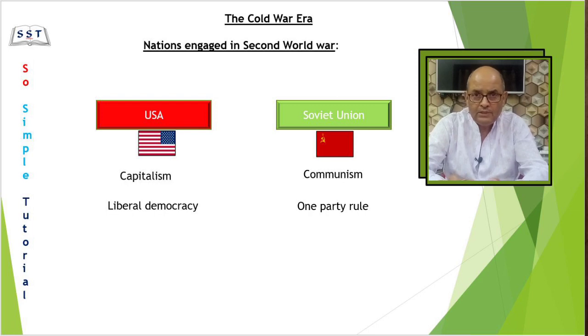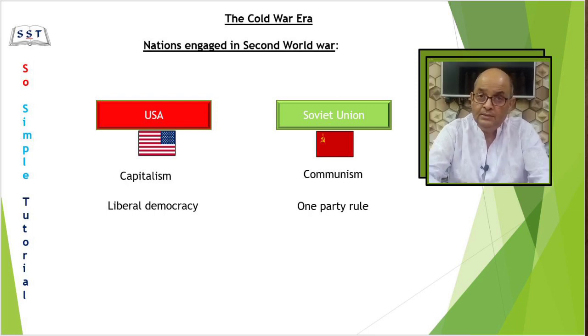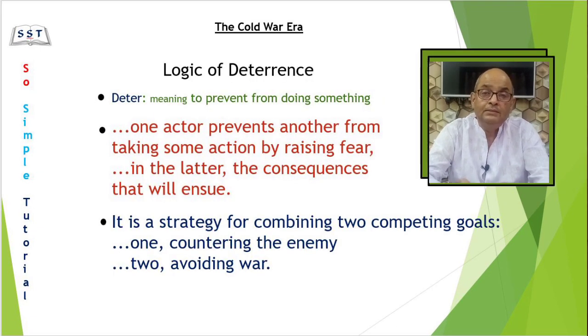Thus, none of the sides wanted to take the risk. Hence, in such a situation, a full-fledged war was unlikely to happen. My dear students, this negative motivation is called the logic of deterrence. The word deterrence has come from the word deter. To deter means to discourage or prevent from doing something. So, in the logic of deterrence, one actor prevents another from taking some action by raising fear in the latter of the consequences that will ensue.